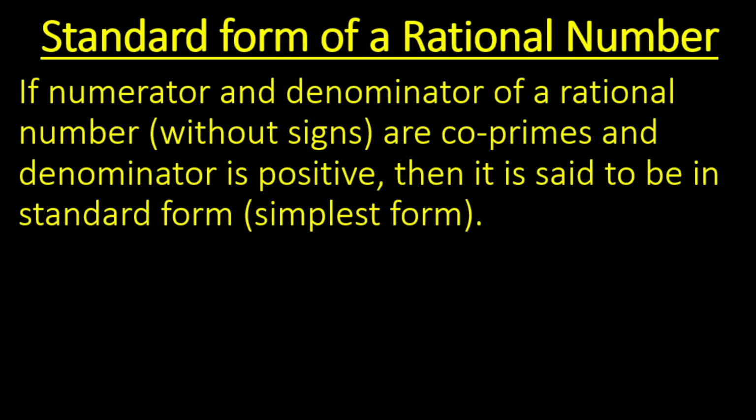Standard form of a rational number. If the numerator and denominator of a rational number, without signs, are co-primes and the denominator is positive, then it is said to be in standard form. Sometimes we call it the simplest form also. So there are two rules. First rule is numerator and denominator should be co-primes, and the second rule is denominator should be positive.